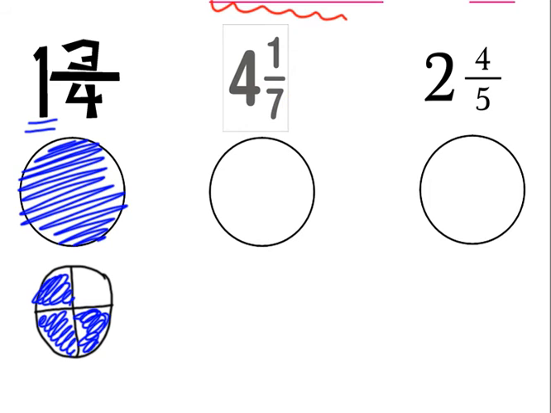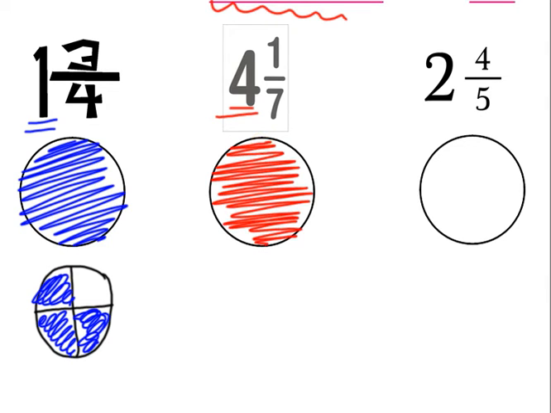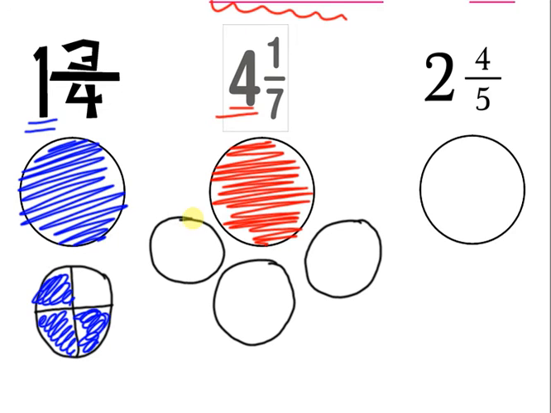All right, over here, I have 4 and 1/7. Now this 4 right here tells me that I have 4 complete wholes of something, okay? And so I'm going to color in this 1 right here, but then I need 3 more. So 1, 2, and 3.